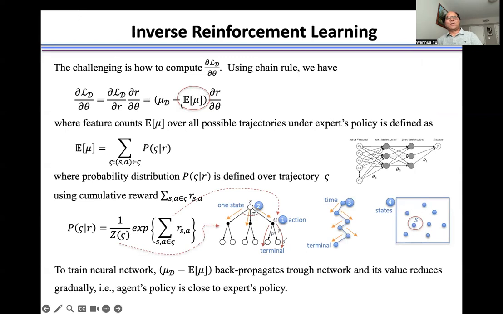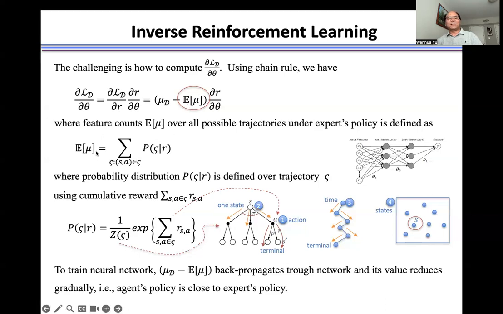So if we train a neural network model, we use this difference and backpropagate it through the network. Each time we improve the parameter theta, and we also improve the feature counts under the agent policy. When this converges, the agent policy is very close to the expert policy. Then we use this theta to calculate the reward function. That's the idea. So now the major problem is how we can calculate the feature counts under the agent policy.